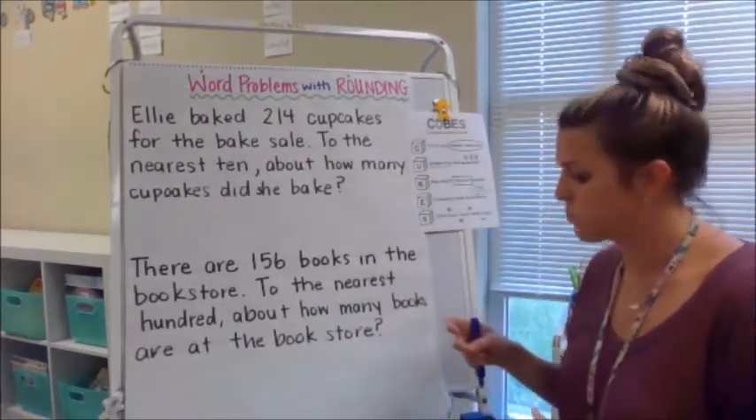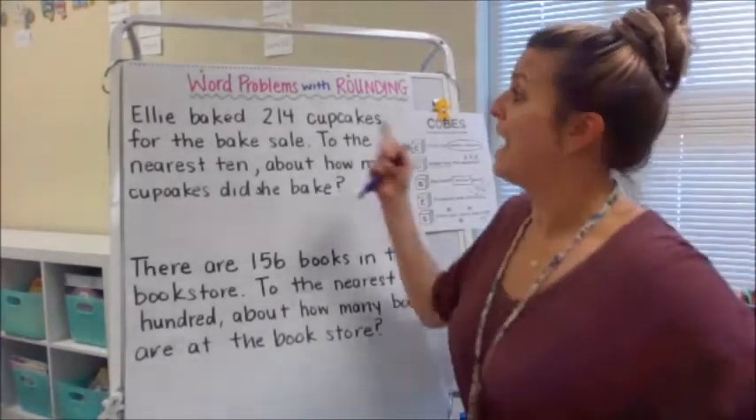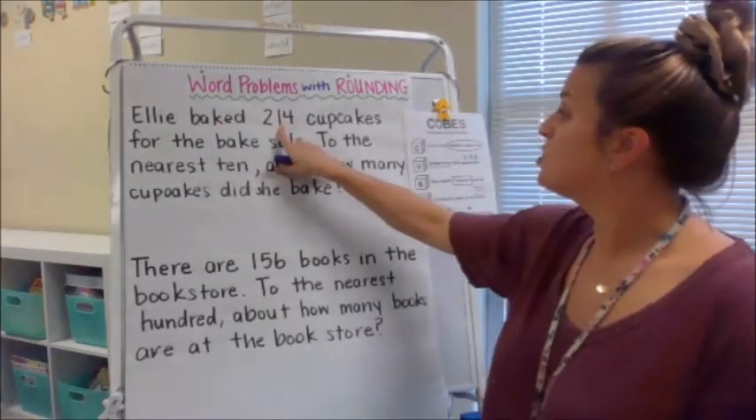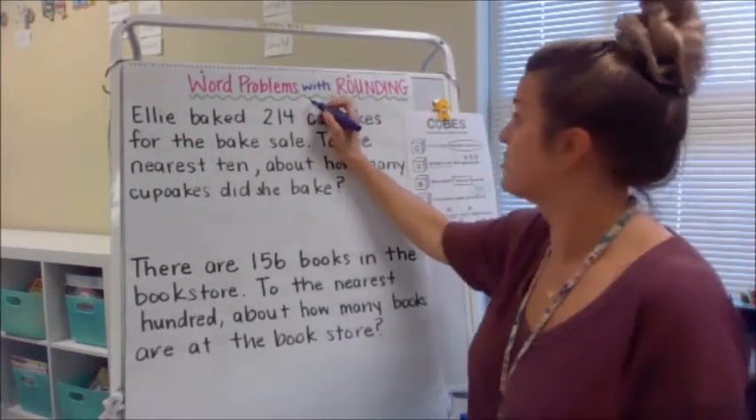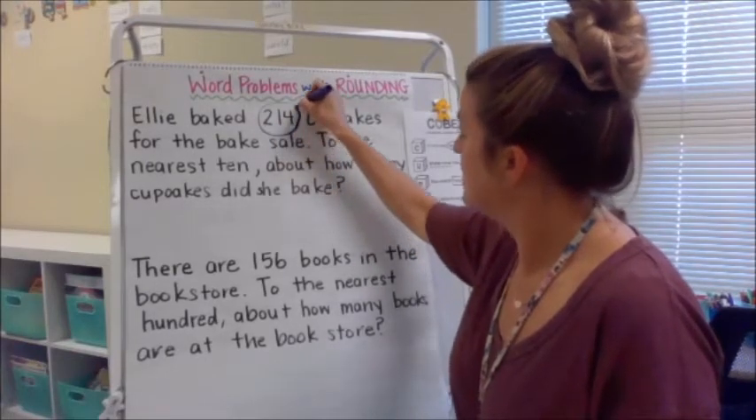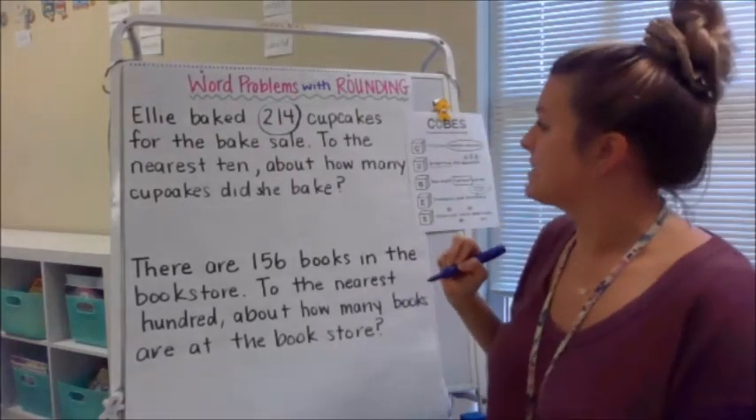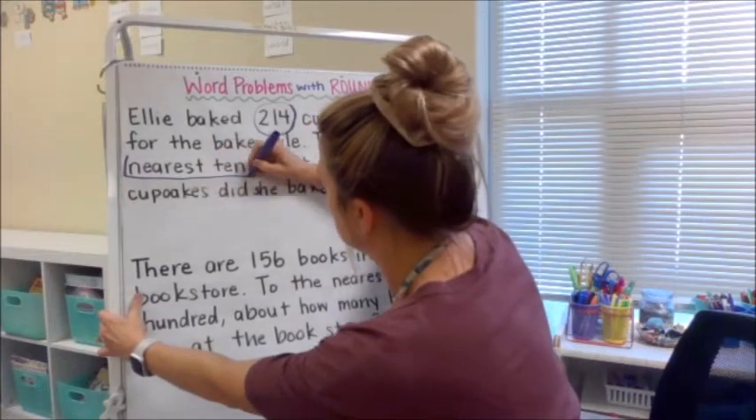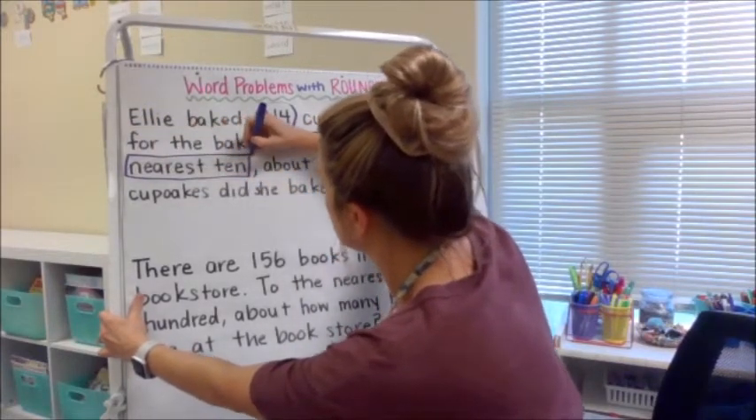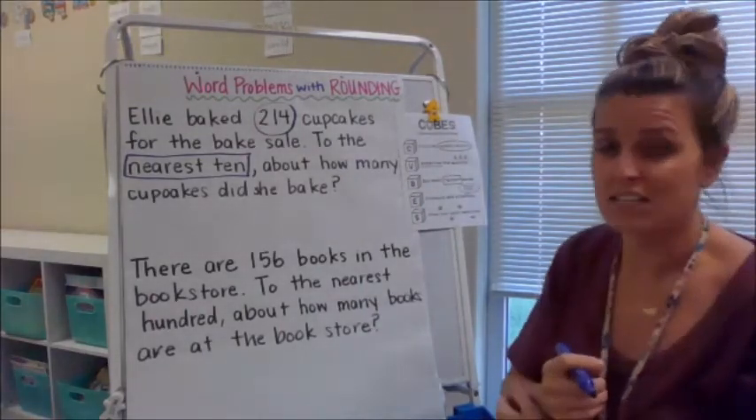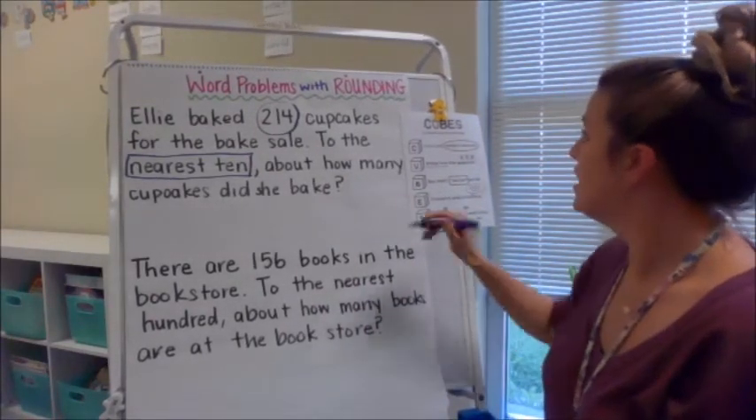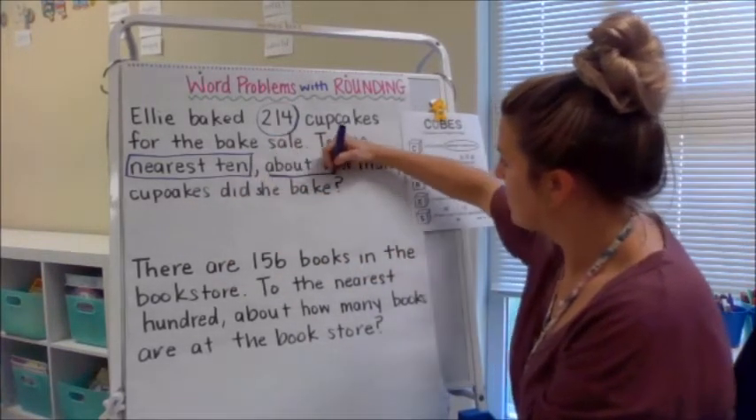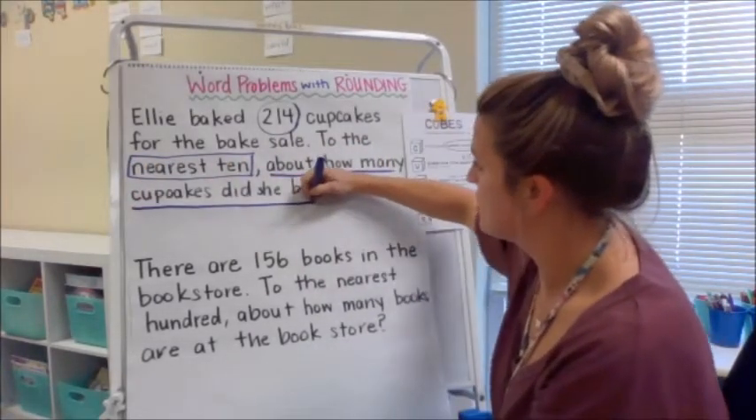Okay, so we're going to start with my first word problem I have on my anchor chart up here. And as I'm reading the word problem, I'm going to mark it up with my cube strategy. Ellie baked 214 cupcakes. I need to circle that key number there. For the bake sale, to the nearest 10, I need to box those math words there. Nearest 10 is telling me what I need to do. So it is an action word. About how many cupcakes did she bake? So I need to underline about how many cupcakes did she bake?